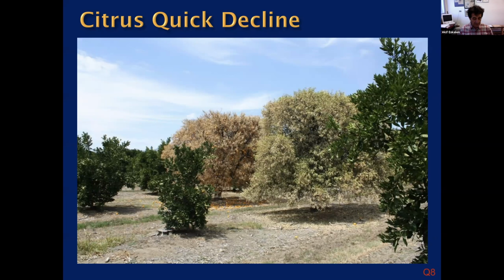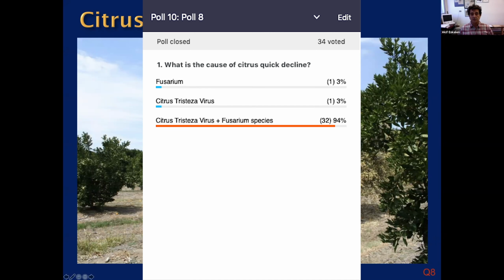So with that, let's bring out our question 8 to see what it is. So what's the cause of citrus quick decline? We just talked about it. Is it Fusarium itself? Is it citrus tristeza virus itself? Or combined citrus tristeza and Fusarium species? Okay, that's correct. It is the combined effect of the citrus tristeza virus and Fusarium species. So that will give an idea what to do, how to do.